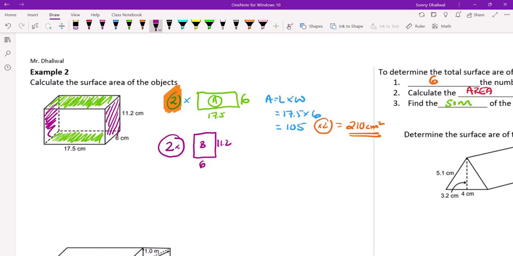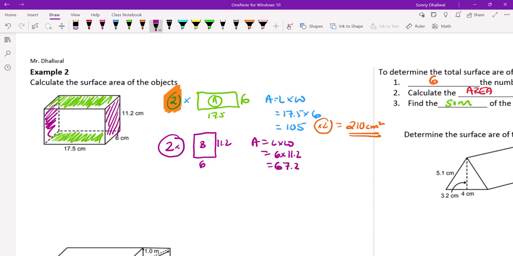So step 1, write out the equation. Area is length times width. You've done the hard part. You drew it out. You got the numbers. Now you just got to calculate. 6 times 11.2. Can somebody do that in their head? Is that possible? All right, 6 times 11 is 66. So what's 6 times 11.2? 67.2. Nicely done.